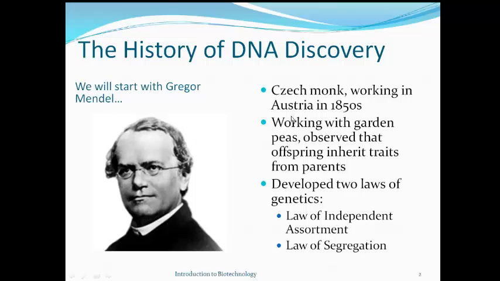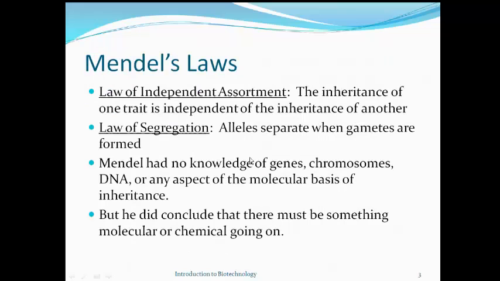And he came up with two laws of genetics, which we still understand today: the law of independent assortment and the law of segregation. You might remember the law of independent assortment basically says that the inheritance of one trait is independent of the inheritance of another. Now, there are traits that are linked together and often pass from parent to offspring together, but for the most part, they are independent. Just because you've got blonde hair does not necessarily mean you're going to have blue eyes, though they are often tied together.